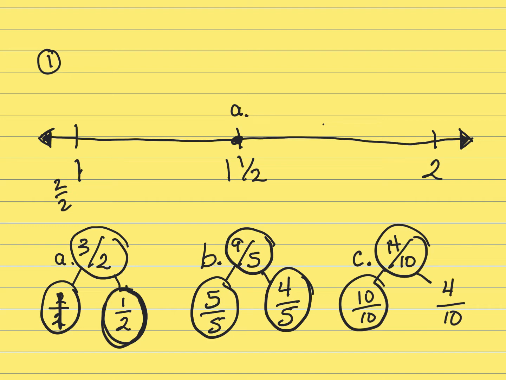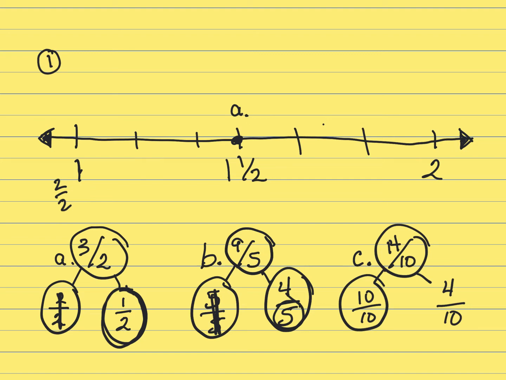Okay, now I'm looking at B, and I know that 1 is 5/5, so that's the same as 1 here. And then I have 4 out of 5. So I'm thinking to myself, if I chop this up into 5 pieces, and then I need to go 4 out of 5. So I'm just gonna put some little lines here.